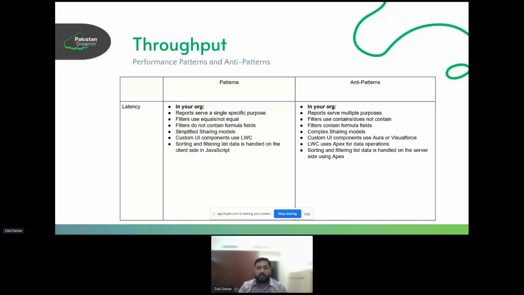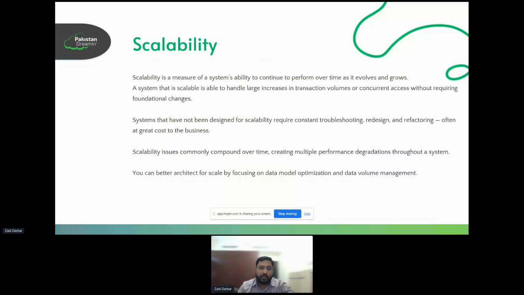Now, the last topic for us is scalability. Scalability is how the system grows over time. You need to make sure of that. So, if one SOQL query is taking 1 second for 10 records, and with time it is not improving, it will take a long time eventually, and you will require refactoring and redesigning. So multiple issues can occur, and at that time it will become really costly to deal with them.